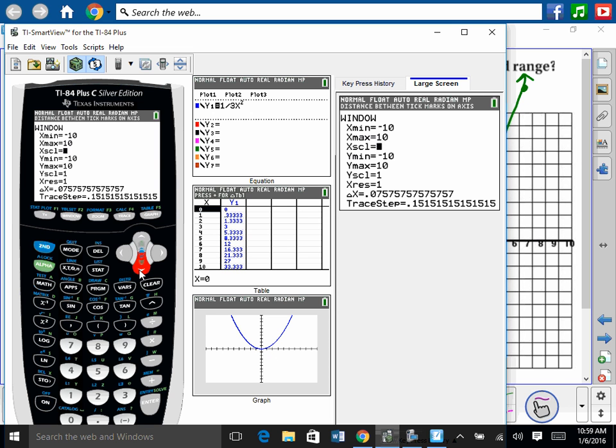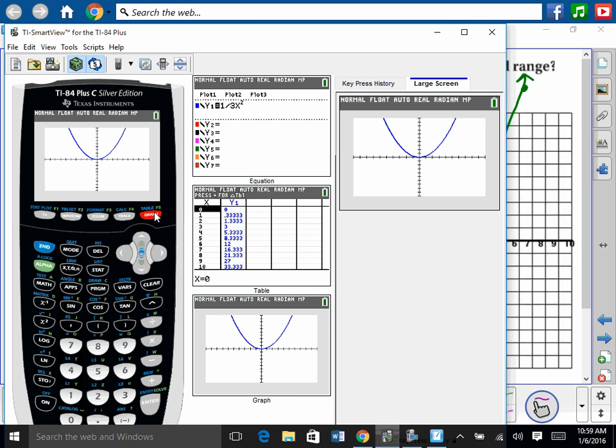Now y min means how far down do you want to see on the y-axis? I wanted to see down as far as -10, so I have -10, and then y max, I wanted to see as far up as 10. Once again, y scale is the tick marks. I want them to go in 1s, so I have it on 1. So that's a standard viewing window. Change your window, and now everybody hit graph again. That should fix some of it. If not, then you'll have to have me come check in a second.